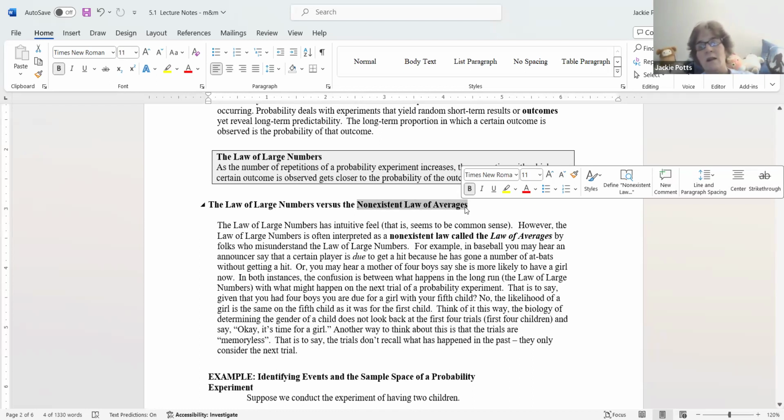as it says, the non-existent law of averages, and it doesn't exist. I've heard my sports people say, and I've heard them on TV too, yeah, they're putting in such and such in the baseball game. He's due. He's due what? That's a law of averages.